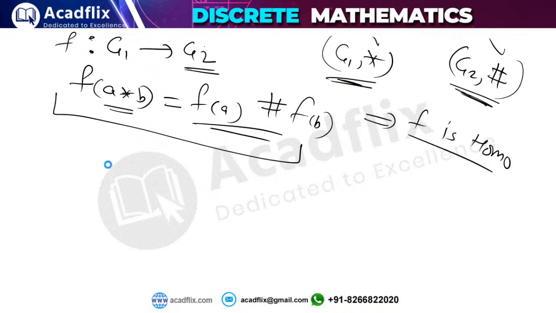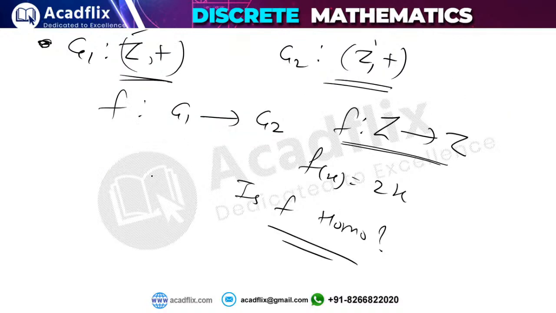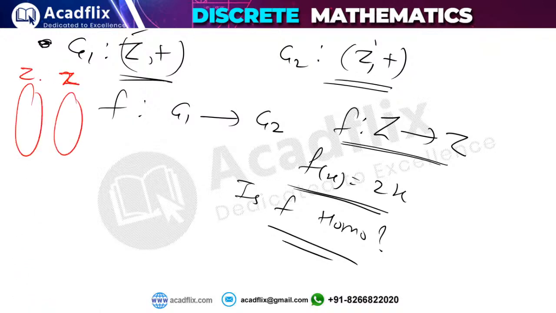So let's check. This is our example. In this example, they have given us a function from Z to Z. And what is this function? This is nothing but f(x) equal to 2x. Let's check if this property is satisfied.